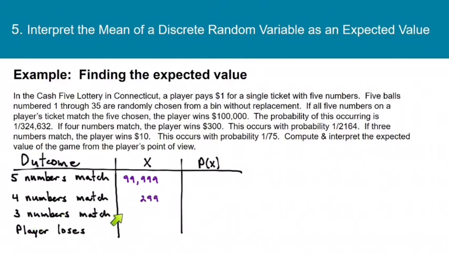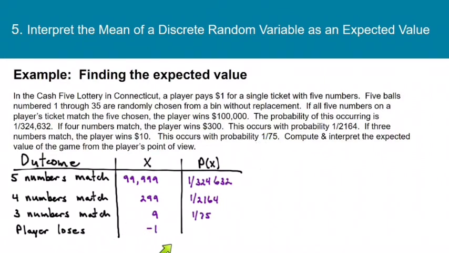If the player matches 3 numbers, they're going to win $10, but again, they paid $1 for a ticket, so that's a gain of $9. If the player loses, they're only out $1, so that's going to be -1. Now let's write in the probabilities. The probability that the player matches all 5 numbers, they told us, is 1 over 324,632. The probability that they match 4 numbers is 1 over 2,164. The probability that they match 3 numbers is 1 over 75.